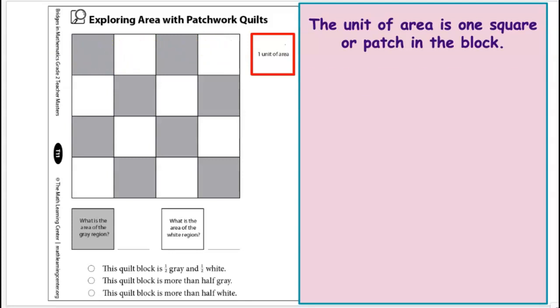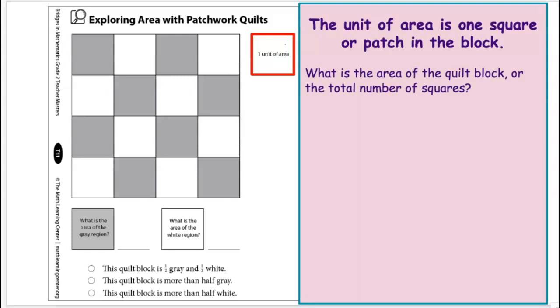Now, our first question we want to think about is what is the area of the quilt block, or what is the total number of squares? Now, a good way to think about counting our squares is to think about rows and columns. So I'm going to think about my rows, and I'm just going to count that I have 1, 2, 3, 4 squares in my first row.